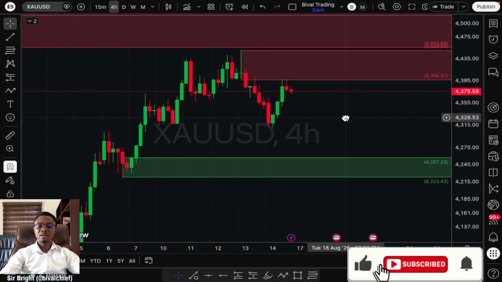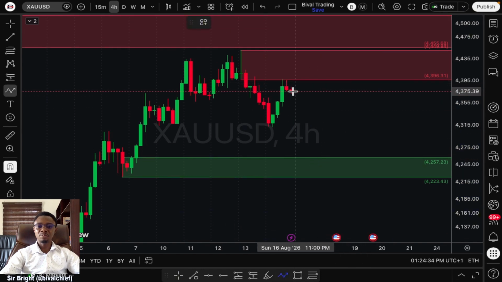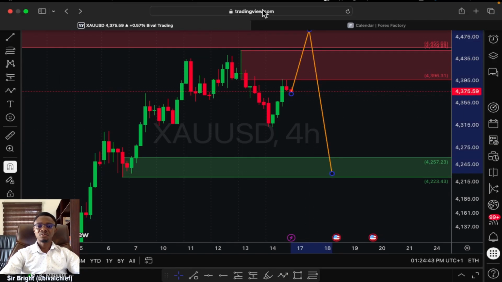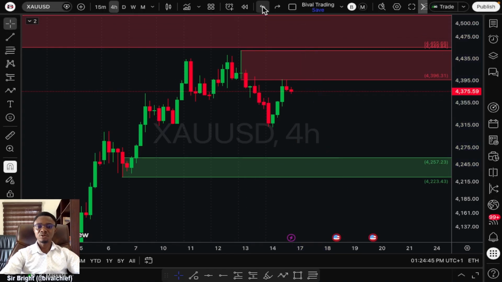But if by next week price opens and breaks out to the upside, then I'll simply take a controlled loss at this level. Then I'll position again to look for an entry. So that is the idea for gold in the coming week.